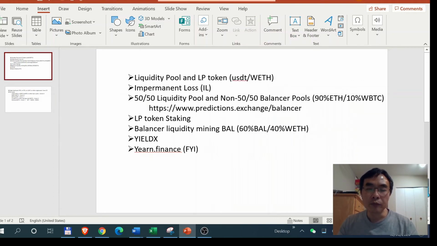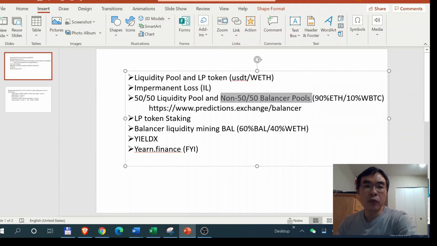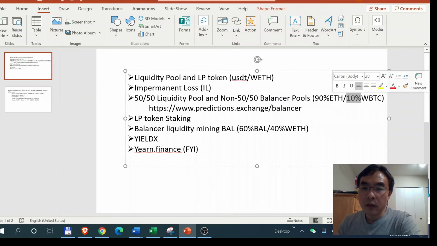Alright, so after talking about this, let's take a look at the non-50-50 Balancer pools. In Uniswap, actually all the liquidity pools are 50-50, so 1-to-1 value liquidity pools. But there is a DeFi project called Balancer, where you can put in an imbalance of two coins. For example, you can put in 90% of Ether and only put in 10% of Bitcoin.